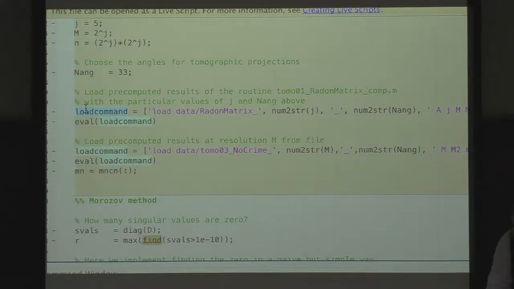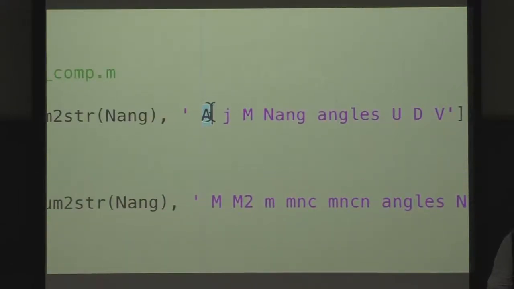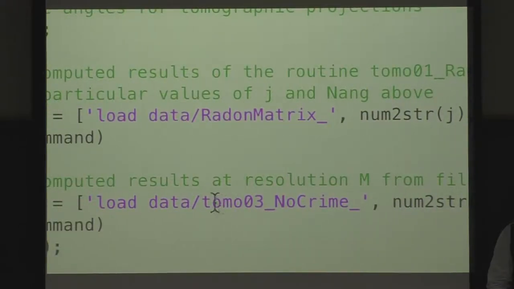I make a couple of loading commands of previously computed stuff. So this is from the radon matrix that computed the matrix A for our use. And from there I will take a few things. The matrix A itself, well, we already know, but also I have pre-computed the SVD. That actually takes a long time for big matrices, so I computed them and saved them for later use. And then the other loading command is from this file that computed the simulated data that tried to avoid inverse crime. So simulated with a little bit different grid.